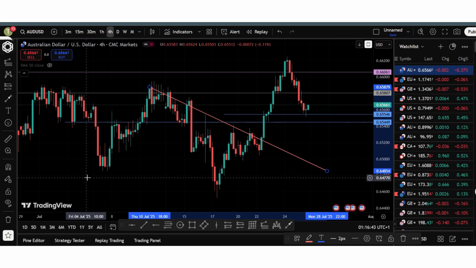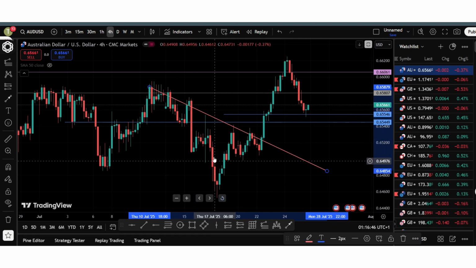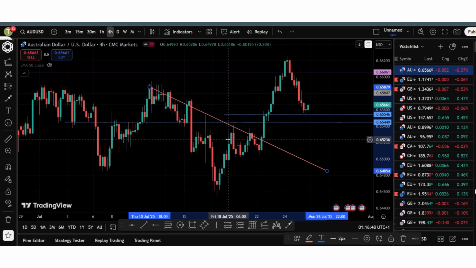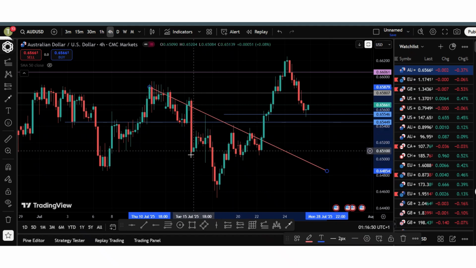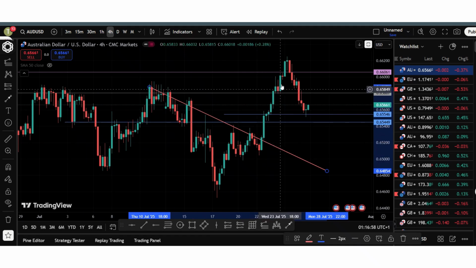These are institution volumes. All these others can be retail, but these are institution volumes. These are institutions that made a buy here. And look at how the market is also retracing small.